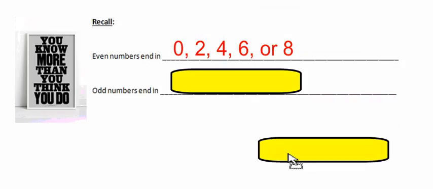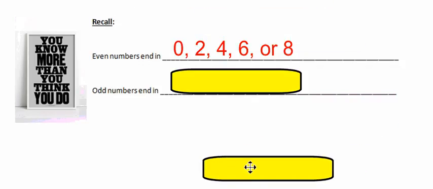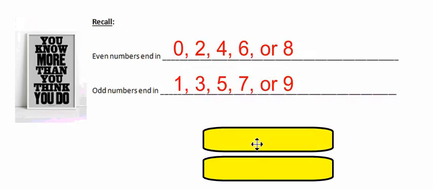So even numbers are numbers where the last digit of the number ends in 0, 2, 4, 6, or 8. And odd numbers end in 1, 3, 5, 7, or 9. So make sure you write down those digits on your notes. And now let's review 2 more rules.